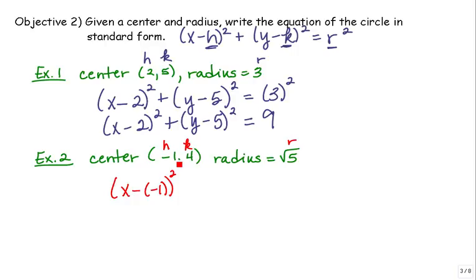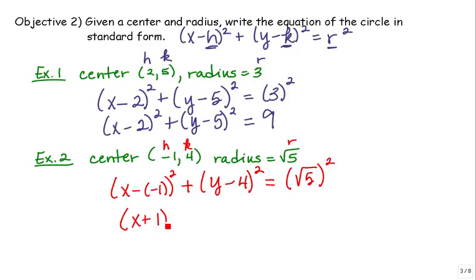Okay, so if we have a center of -1, 4, and a radius of the square root of 5, when we put it into the standard form, we would have x minus -1 squared plus y minus k, which is 4 squared, is equal to the square root of 5 squared. So when we clean this up, we would get x plus 1 squared plus y minus 4 squared is equal to, do you remember the square root of 5 squared is just simply 5. Okay, and again, you're not going to do anything else with that. You don't need to square those binomials or solve for y, just leave it in that standard form.